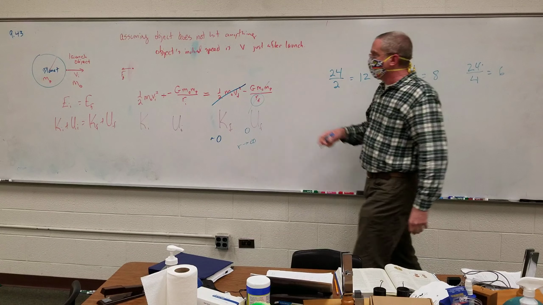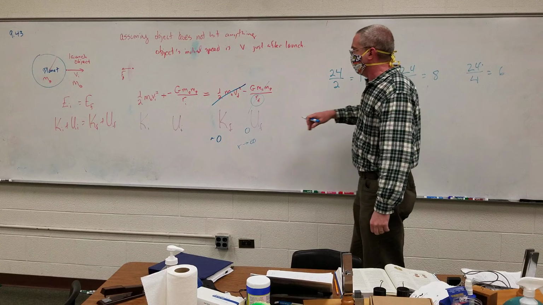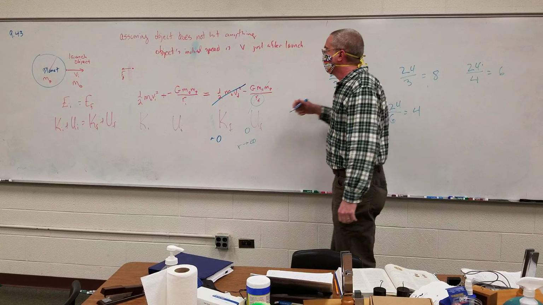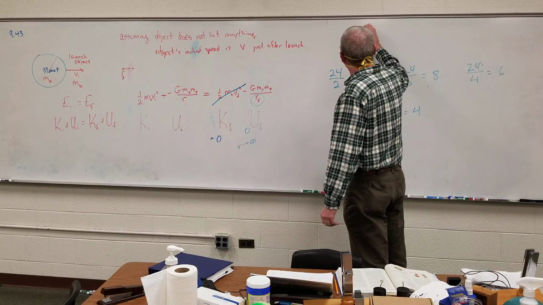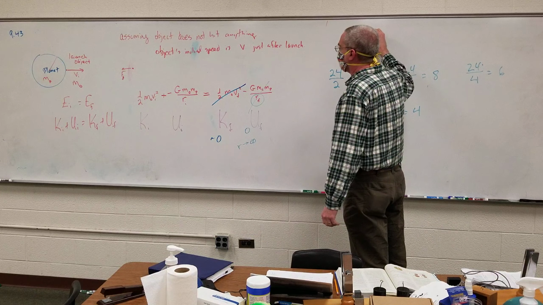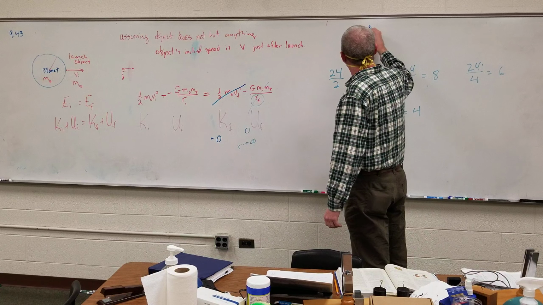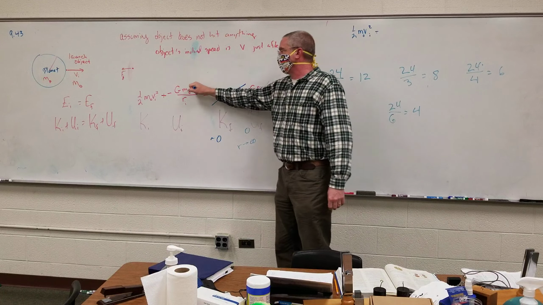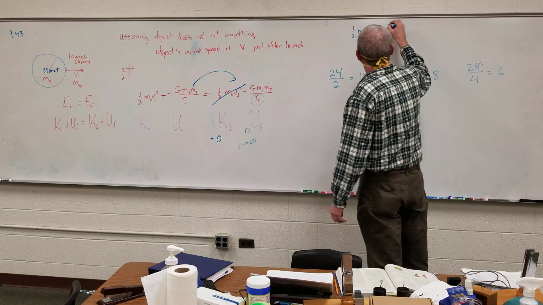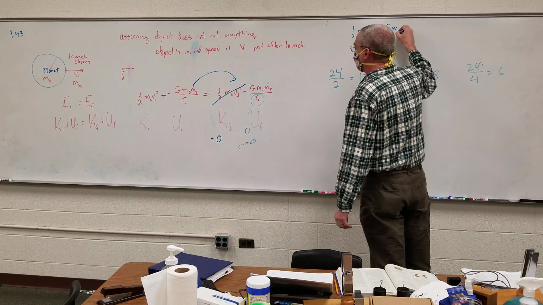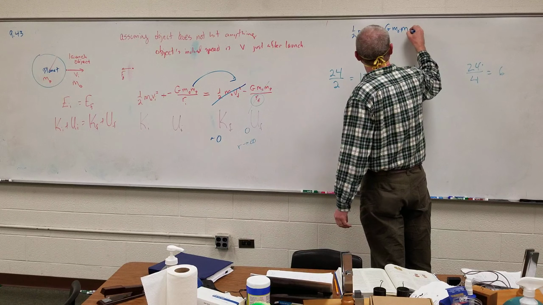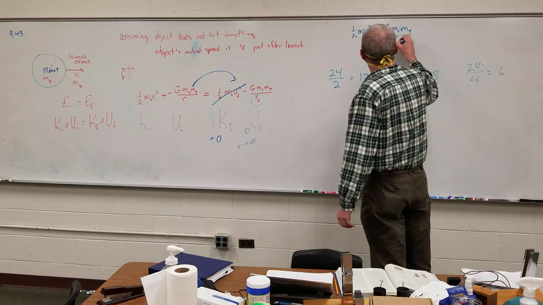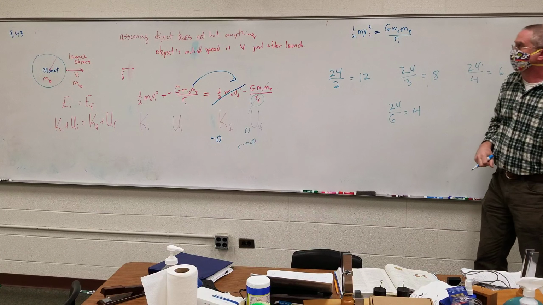Yeah. So what we have here is because my right hand side is zero, we got this 1/2 mv initial squared, a massive object, equals, I'm just going to bring this over to the other side, big G, massive object, massive planet over my initial center to center distance.